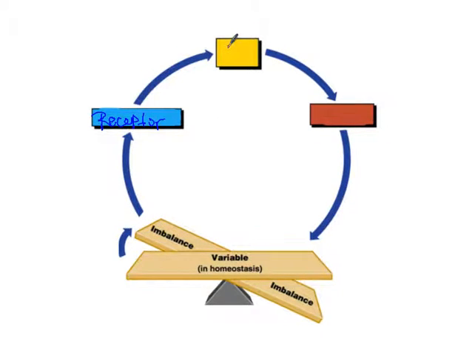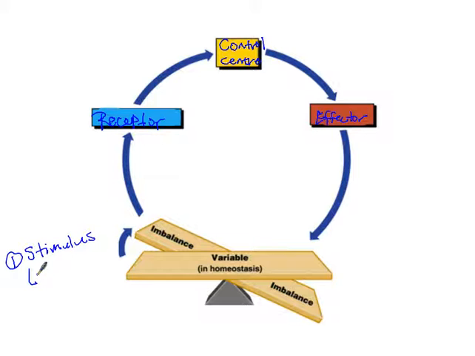All right, and then this part is the control center or the integration center. And then this part is what we call the effector. Okay, so right here I'm going to put number 1. And you can see that our variable here is at homeostasis, it's balanced. But something's going to come along and there's going to be a change, and that's going to cause homeostasis to go out of balance. So this is our stimulus.